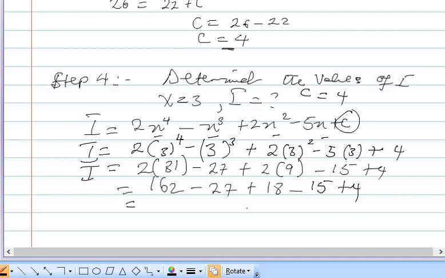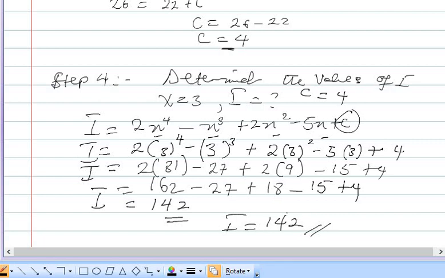So by summing this, you should have the value of I. If you sum this correctly in the calculator, you will have the value of I to be equal to 142. So therefore our I is equal to 142. So this is how to solve the question.